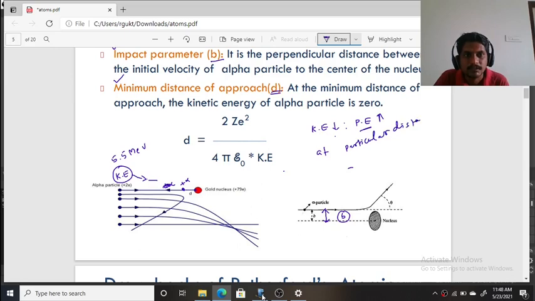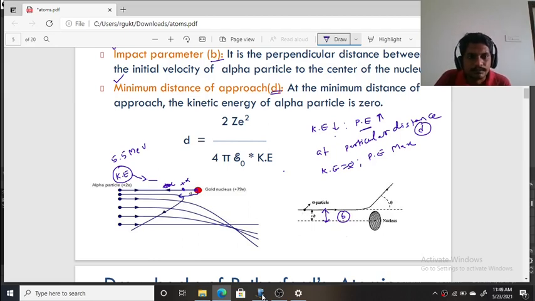At a particular distance, kinetic energy goes to zero and potential energy becomes maximum. That particular distance is called the minimum distance of approach. So the alpha particle cannot go beyond that distance. Why? Because its kinetic energy completely becomes zero. It has only repulsive potential energy. What happens? It will be backscattered.